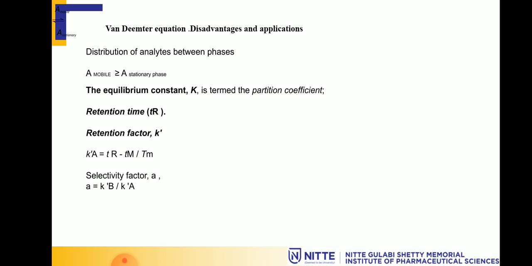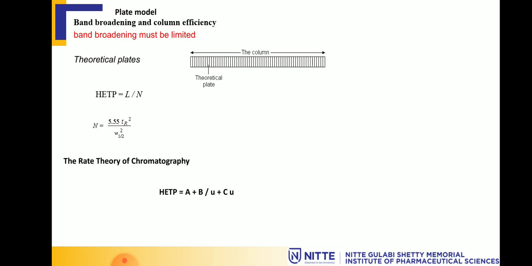in gas chromatography. Let us now come to how the separation happens, right? There were two concepts given for how separation happens in gas chromatography. One was plate theory, or plate model theory, and the other is called rate theory of chromatography. So in plate theory, it is supposed that the column contains a large number of separating layers called theoretical plates, right?